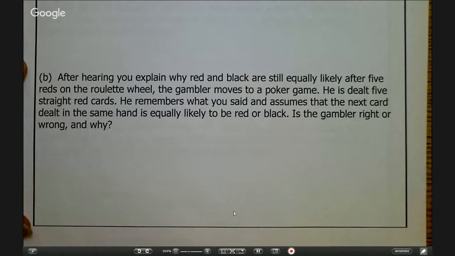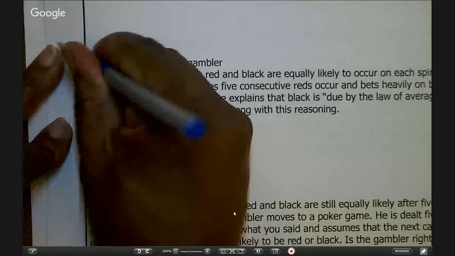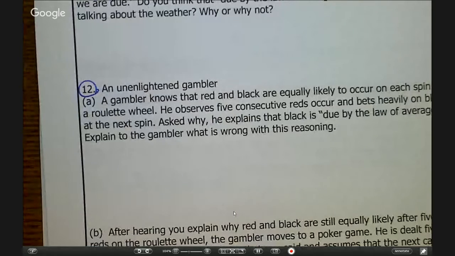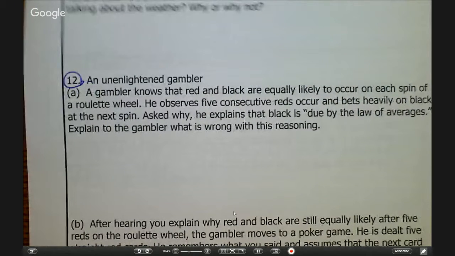I am looking at question number 12. Now, yesterday we were talking about the idea of probability and randomness, and how randomness over time truly is no longer random. You can make a prediction. Yesterday we were playing with the eggs, and as we were playing with the eggs, we were able to predict the outcome before it occurred. Why? Because of many, many trials.